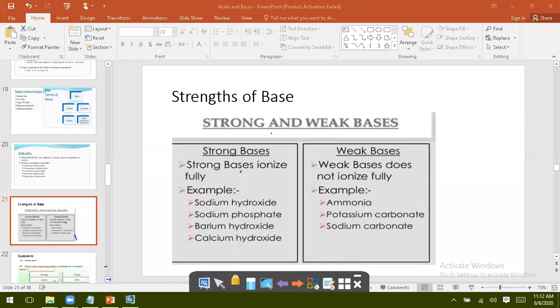Some examples of strong bases: sodium hydroxide, sodium phosphate, barium hydroxide, calcium hydroxide. Weak bases: ammonia, potassium carbonate, sodium carbonate. That means potassium carbonate in water partly dissociates to increase hydroxide ion.